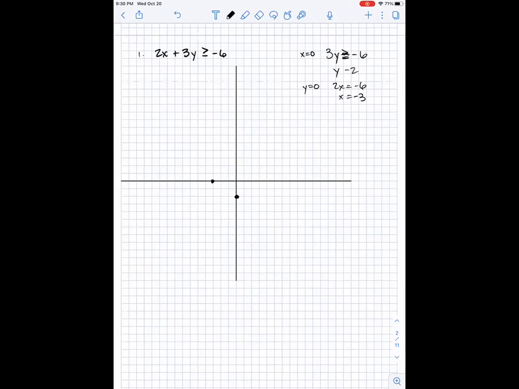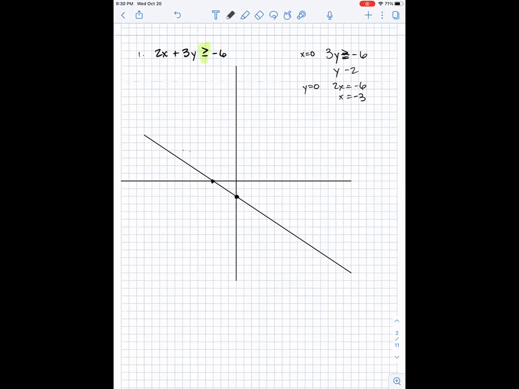I can connect the dots, and extend the line. We're going to use a solid line in this case because of the inequality greater than or equal to. It means that the line is included.